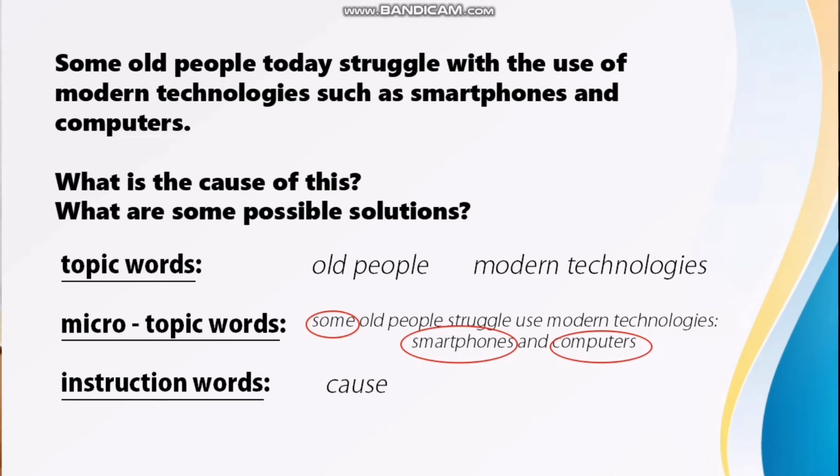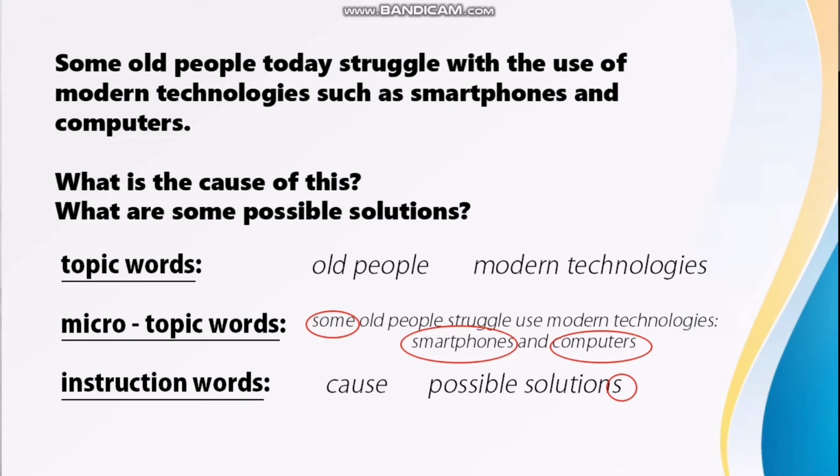Teacher, what if I am going to add two causes? No, you are not going to do that because the question only asks us for one cause. Okay? And the other instruction word is, what are the possible solutions?